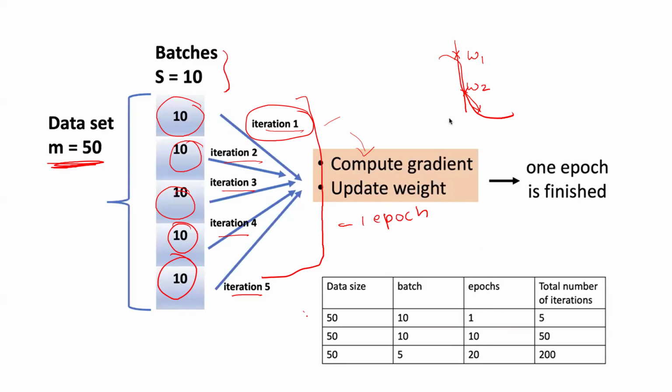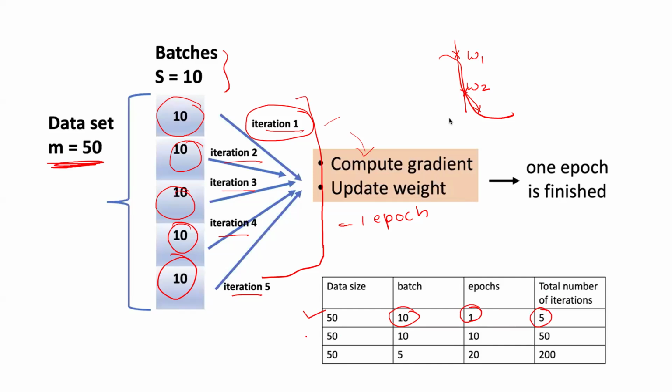So that is what you can see in the table. The data size is 50, where you can see there are 5 iterations, that is 5 batches of size 10 each. Put together, they make one epoch. So that is 5 iterations.